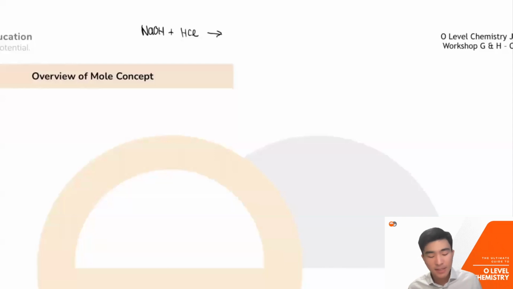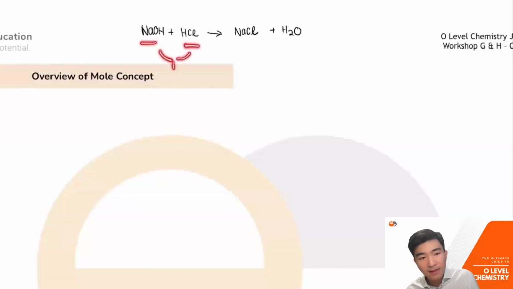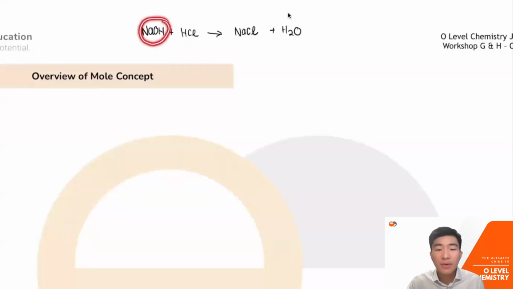Now, I have this reaction NaOH plus HCl. It will give us sodium chloride, very standard, as well as water. Now, for me to understand these two compounds that are going to react together to form the salt, I need to understand what is the ratio in which the NaOH is going to react with the HCl to form the salt. Now, this is where mole concept comes in, because NaOH and HCl are fundamentally two different chemical compounds. I cannot just anyhow add them together.